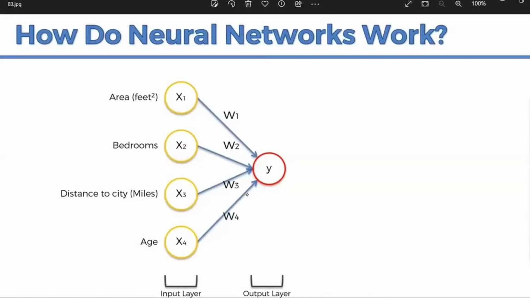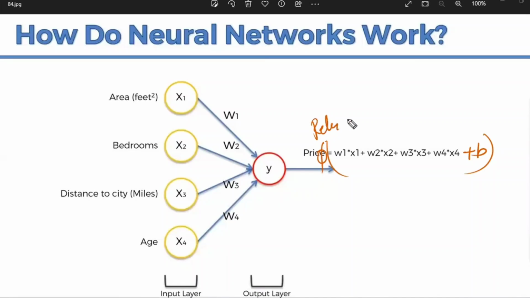Now we have W1, W2, W3, W4. You are going to initialize 4 weights, and you are going to calculate W1 x1 plus W2 x2 plus W3 x3 plus W4 x4 plus B, and then the activation function. Since this is the prediction of house price, automatically it is a regression problem. So the activation function should be ReLU only. We have to go with ReLU only, right?